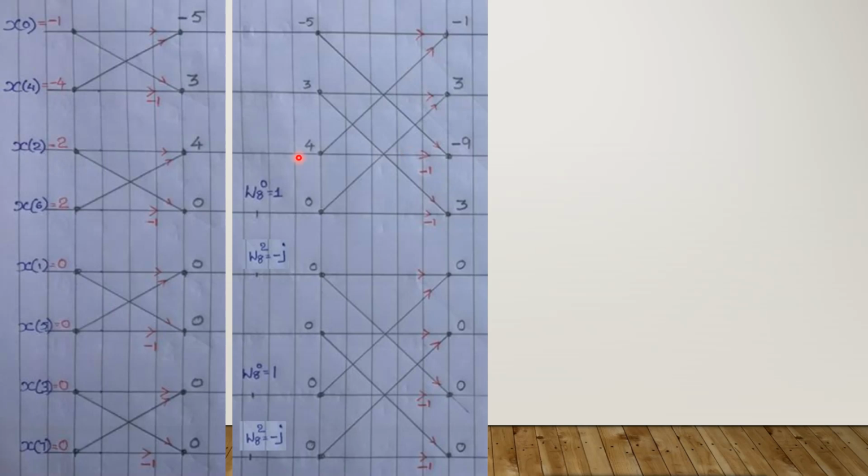and again here 4 into minus 1, so minus 4. So together minus 9, and at this point 3 minus 0, so it is 3. And at this point all the values are 0. So I will get the second part, all the values are 0. So I got the samples for the second stage.